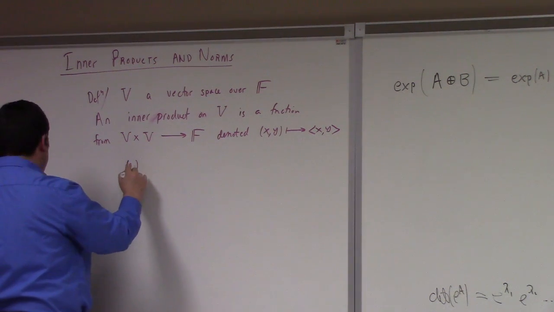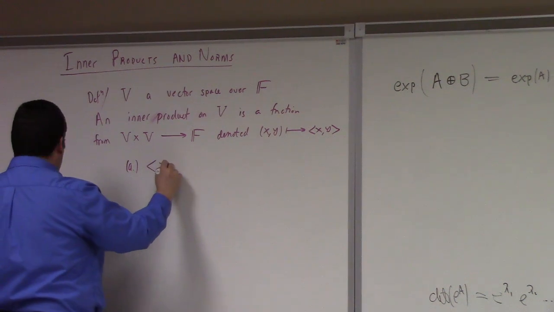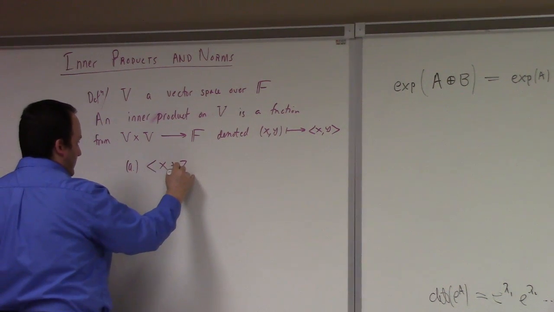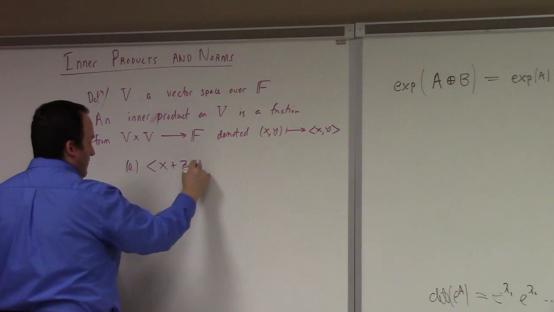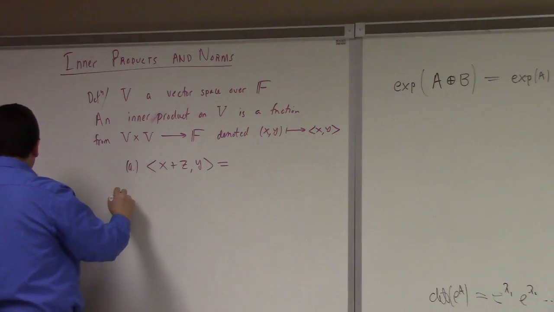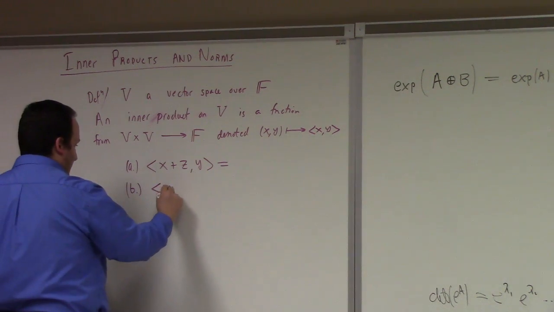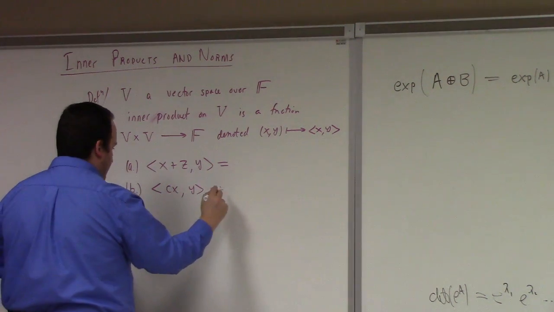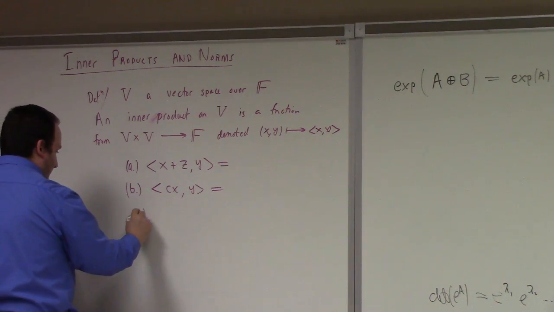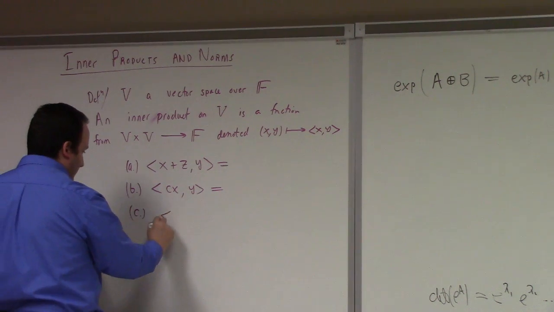A: the inner product of x plus z with y is, you guess. I'm going to let you guess the axioms here. The inner product of cx with y is equal to, you guess it, c, the complex conjugate, oh no.